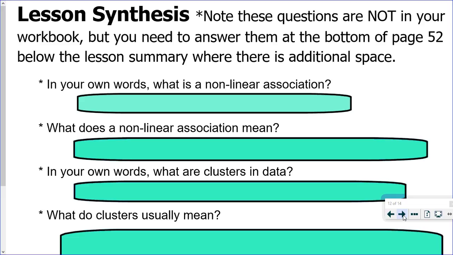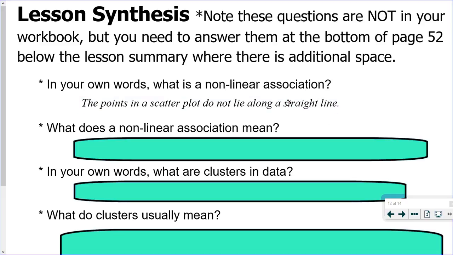Once you're done with that, you can resume the video and check your responses with mine if you need to add anything. All right, so for question 1, in your own words, what is a nonlinear association? I was looking for you to hopefully write something along the lines of, the points in a scatter plot do not lie along a straight line. So if you do need to add to your notes in regards to this question, please do so. If you wrote something along these lines, then you're perfect.